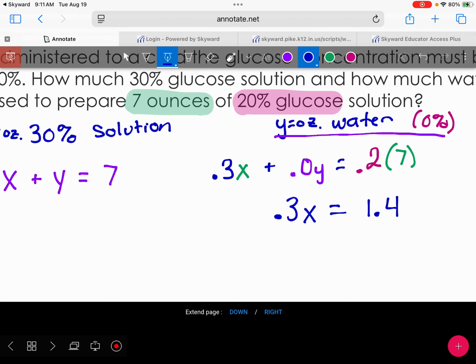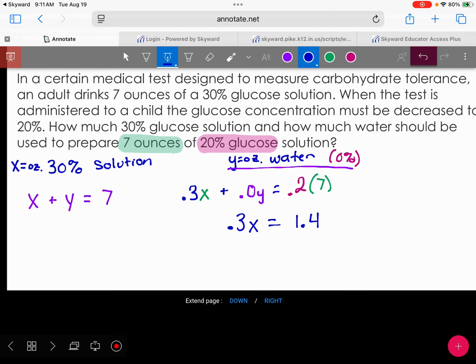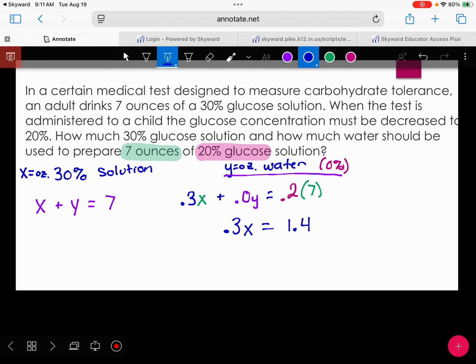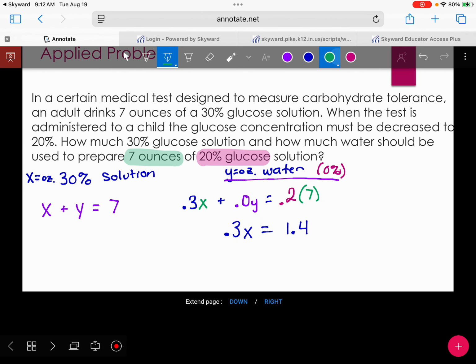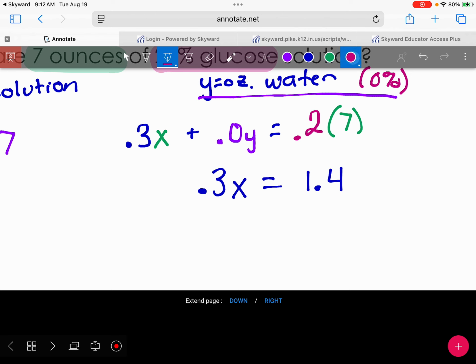So, what could I do now? How could I figure out my x and my y here? Divide by 0.3. You could get this to be common denominators, or you could multiply it by 10 to make it be whole numbers. However you want to do it. But we can divide both sides here by 0.3. What are we going to have for our x here?